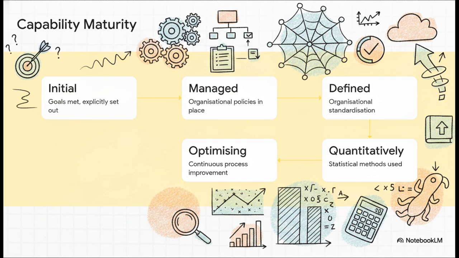Level 4 is quantitatively managed. Now we're introducing some intense math. There is a strict organizational responsibility to use statistical and quantitative methods to intimately control all subprocesses. Level 5, the absolute peak, is optimizing. The organization uses all those statistical measurements to drive continuous process improvement. Trends are constantly analyzed and the processes are proactively adapted to changing business needs.